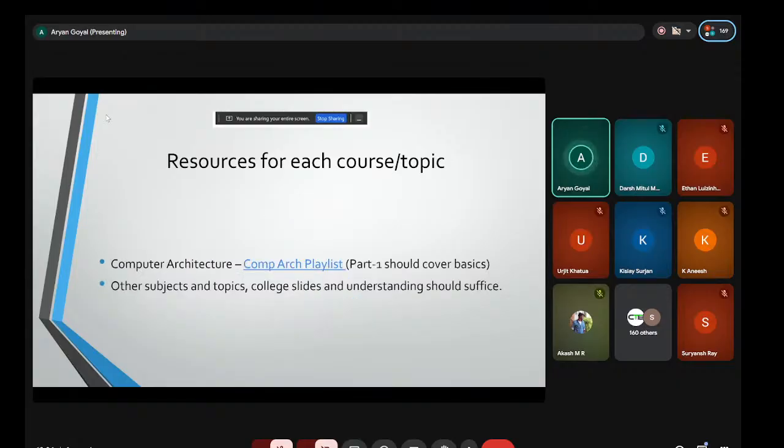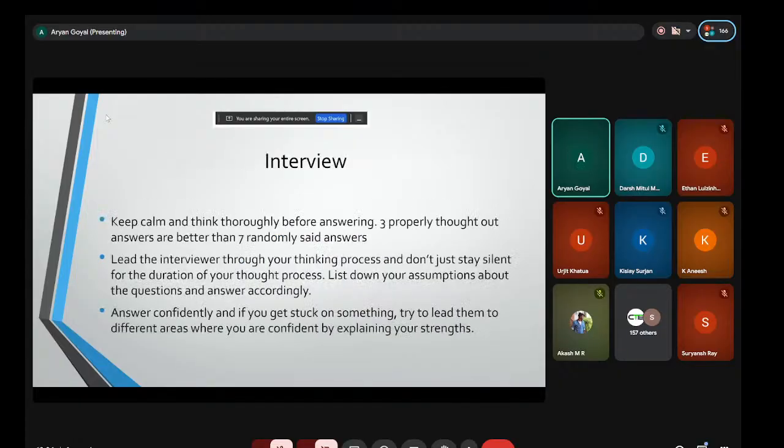For computer architecture, there is a Georgia Tech playlist which is very good for this course. The playlist is quite vast, I think it has 4 to 6 parts, but part one should cover enough basics that might be asked in interviews. That should cover the understanding. For the other courses and subjects I mentioned, the college slides and the understanding you have from them should be enough.